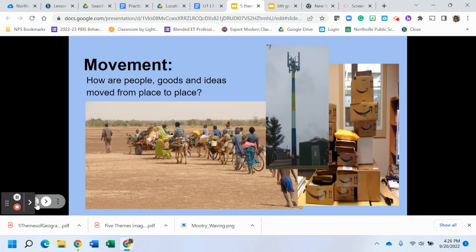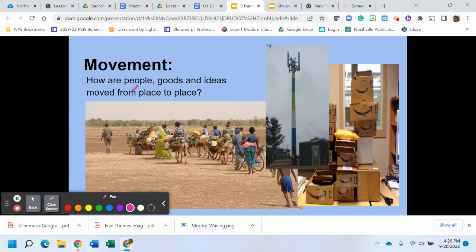Okay, our final theme is movement. And in the blanks, you're going to write how our people, goods, and ideas, you're going to put those in, moved from place to place. So here we see a bunch of people. It looks like they're migrating as a group, maybe from one region to another or one country to another. So that would be how people move from place to place.